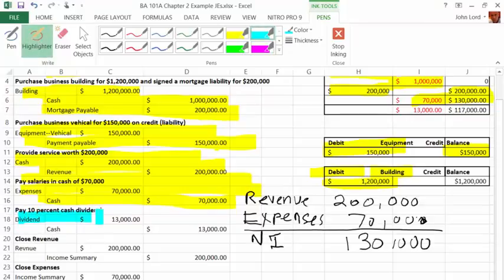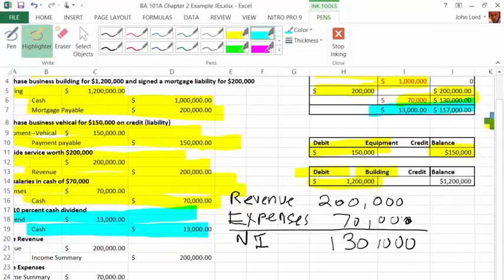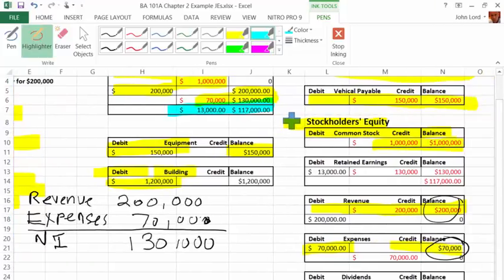We're going to debit dividend $13,000 and credit cash $13,000, right? Now, when we credit the cash $13,000, obviously it comes down to $117,000. And I'm going to look at my dividend account. I'm going to debit my dividend $13,000, so the balance comes up to $13,000, right?